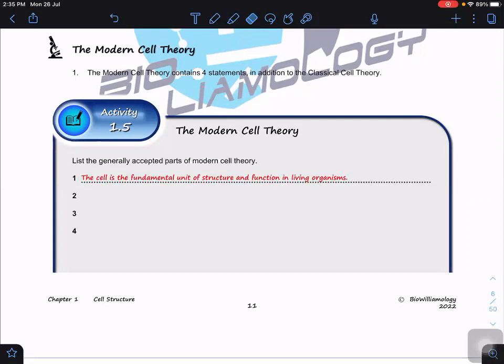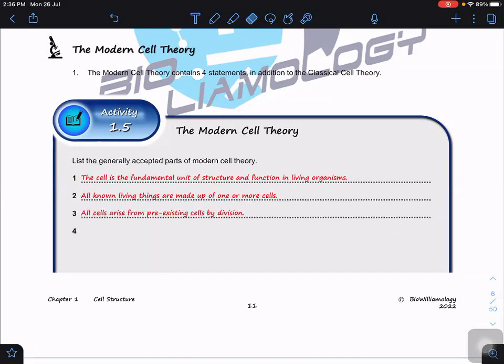This means that if you look at the organelle alone, it's not a functional unit, because the organelle still needs to depend on the whole cell. Are you clear? And number two, all known living things are made up of one or more cells. So it means that they are either unicellular or multicellular. Number three, all cells must arise from pre-existing cells by division. So it can be either mitosis or meiosis.